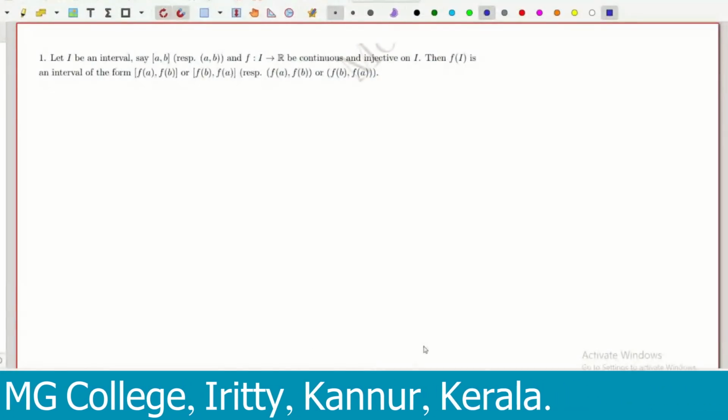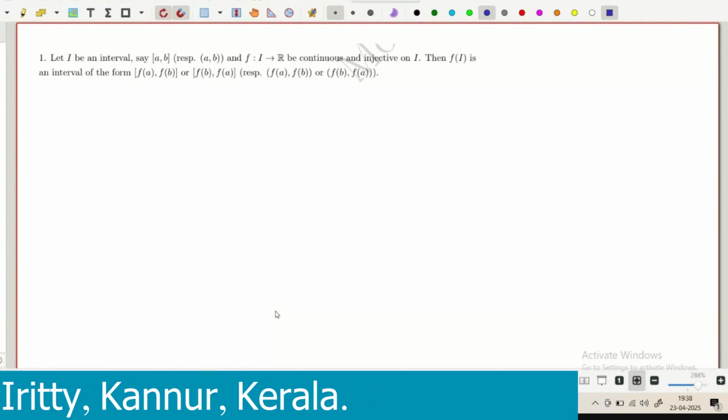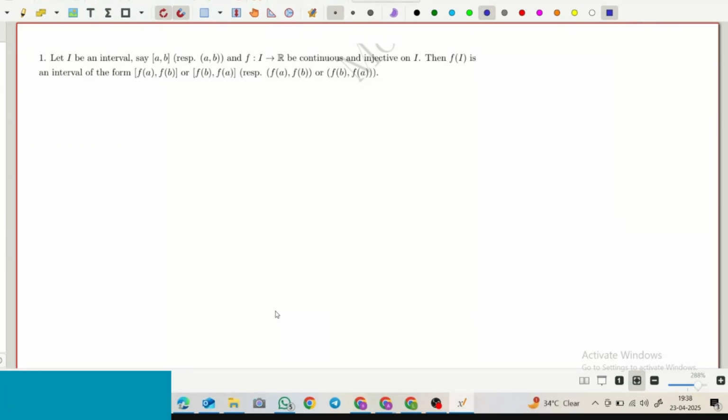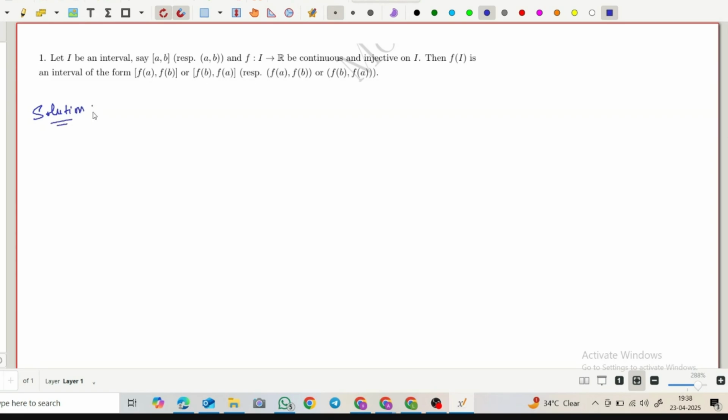Okay, so let's start. This is our first question. Let I be an interval, so it can be closed, bounded, it can be open, and f from I to R is continuous and injective on I. Then f of I is an interval of this form. These are very small problems. It won't be very lengthy. So without loss of generality, let f be increasing.